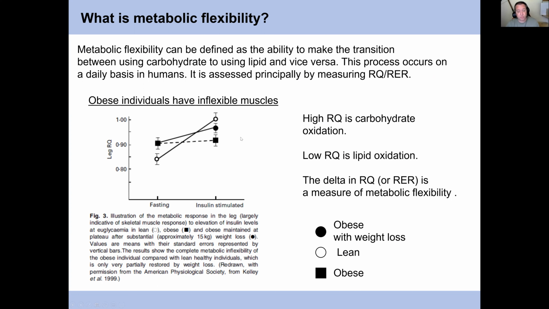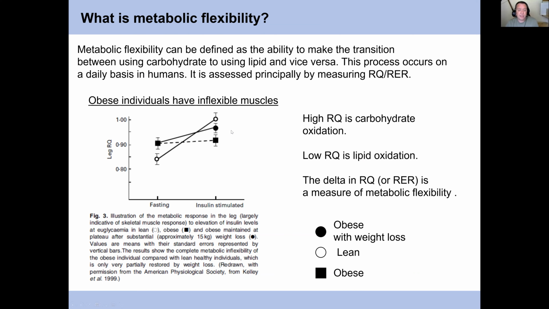And this study is from David Kelly. It's been done in humans. And in this case, they're doing calorimetry not on a whole person, but across a leg. And the way that it's done is you put a cannula into the artery, a cannula into the vein, and you measure how much carbon dioxide and oxygen go into the leg and how much come out.